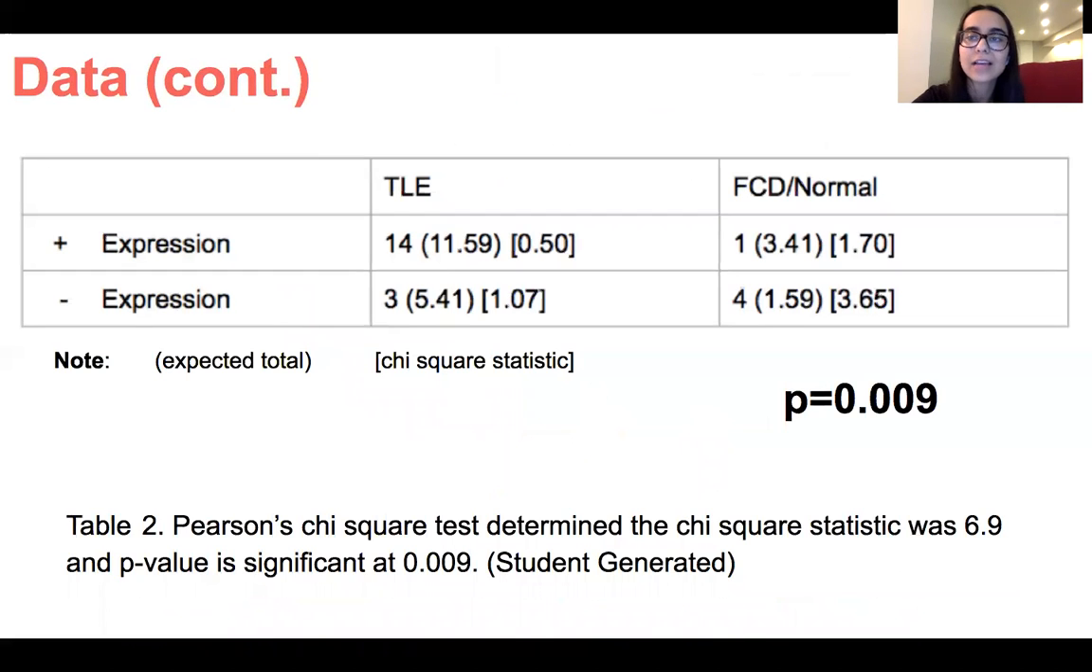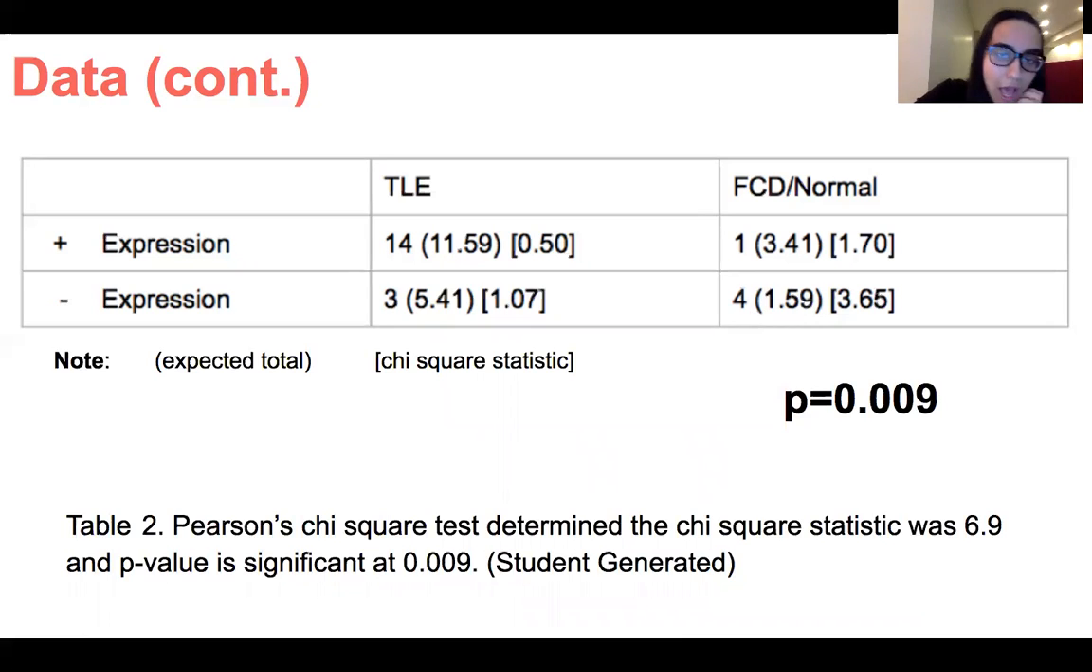So I used the Pearson's chi-squared test to determine the p-value between the upregulated and downregulated samples of temporal lobe epilepsy and focal cortical dysplasia or normal. So the plus expression, as you can see over here, means upregulated, and the negative expression means downregulated. About 14 of them were upregulated, as I told you, and 3 of them were downregulated, with 1 of them being upregulated for FCD and normal. These groups were just combined, with 4 of them having downregulation or they stayed at 0.